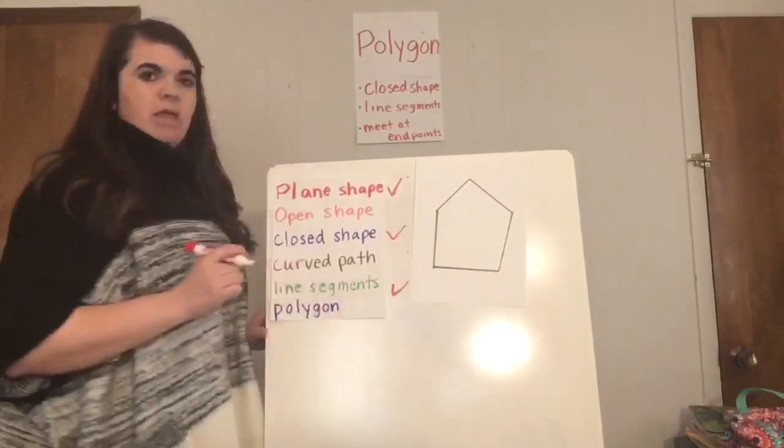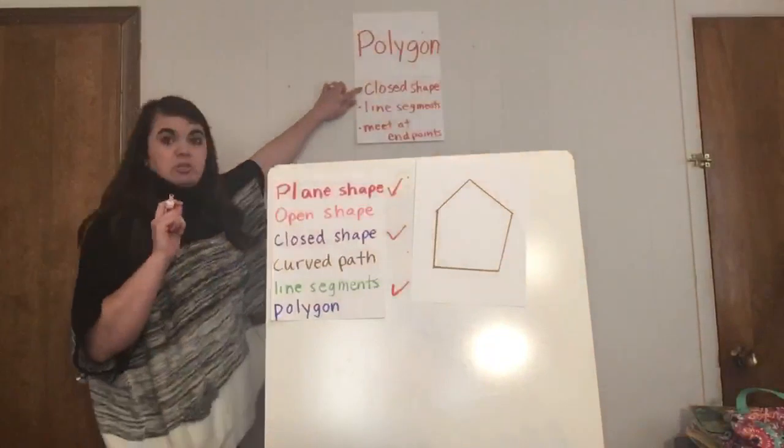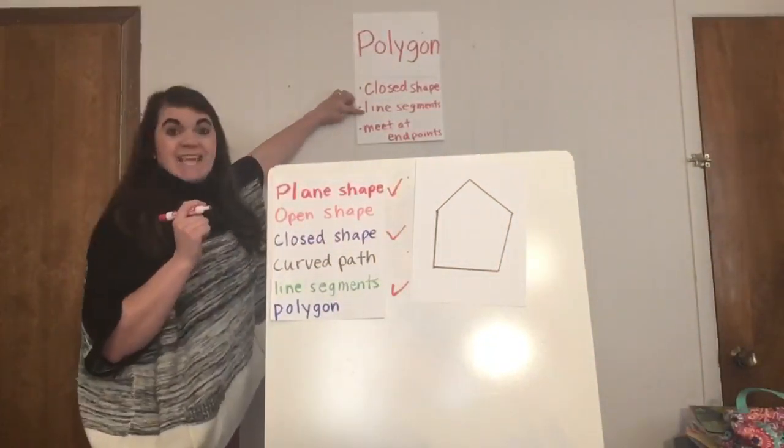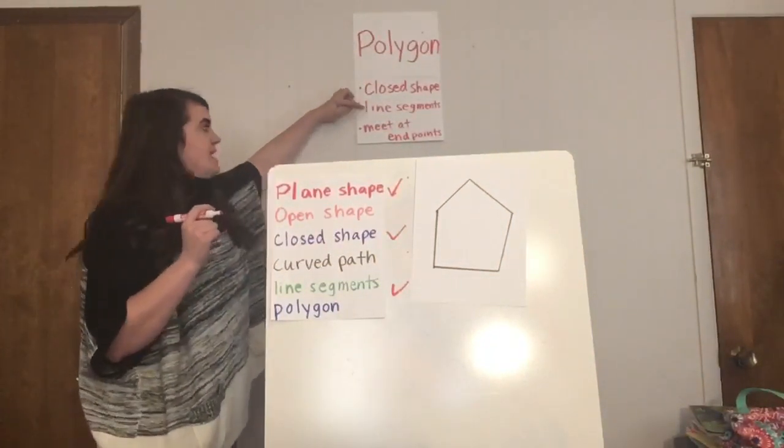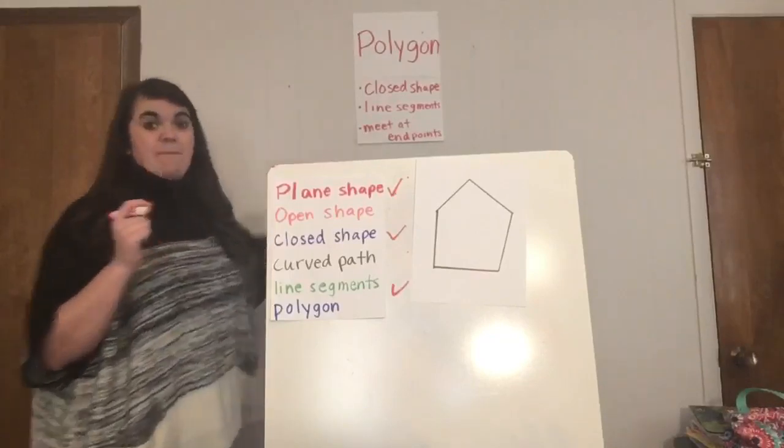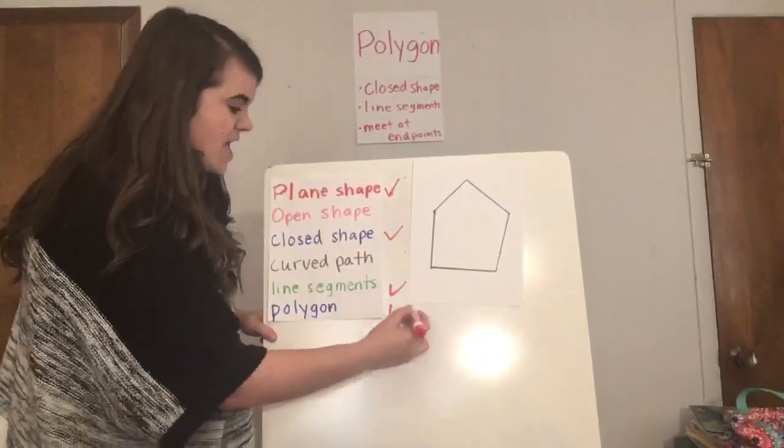Is it a polygon? Let's see here. Is it a closed shape? Yep. Is it line segments? Just line segments. Do they meet at endpoints? Yep. This is a polygon.